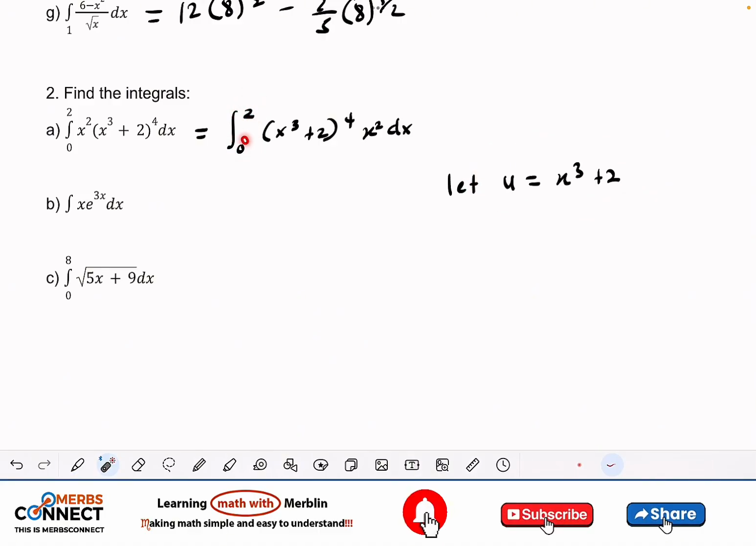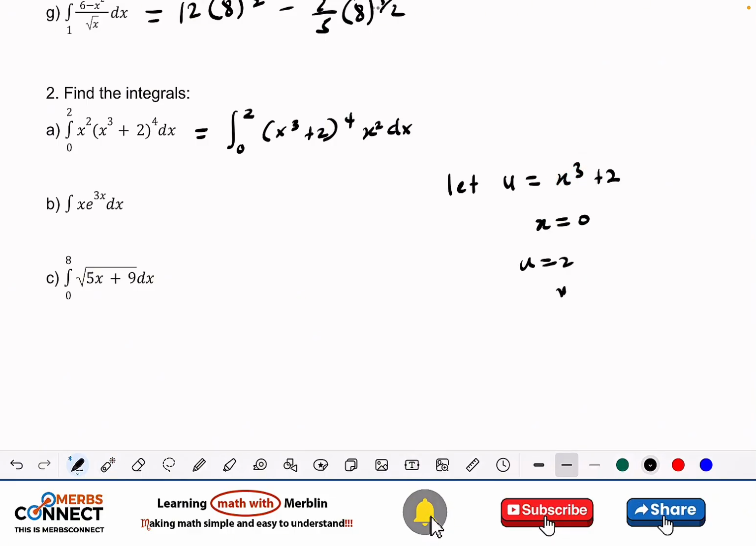When these are the x values, when x is 0, what am I going to get? I'm going to get u to be 2. So I plug in 0 here and I'm getting 2. When x is 2, what am I going to get? u will be equal to 2 to the power 3, which is 8, plus 2, which is going to give us 10.